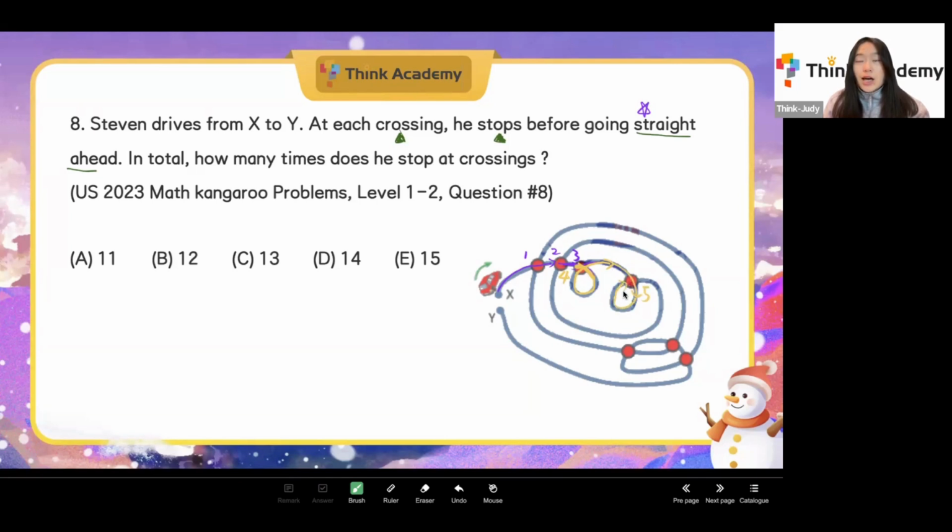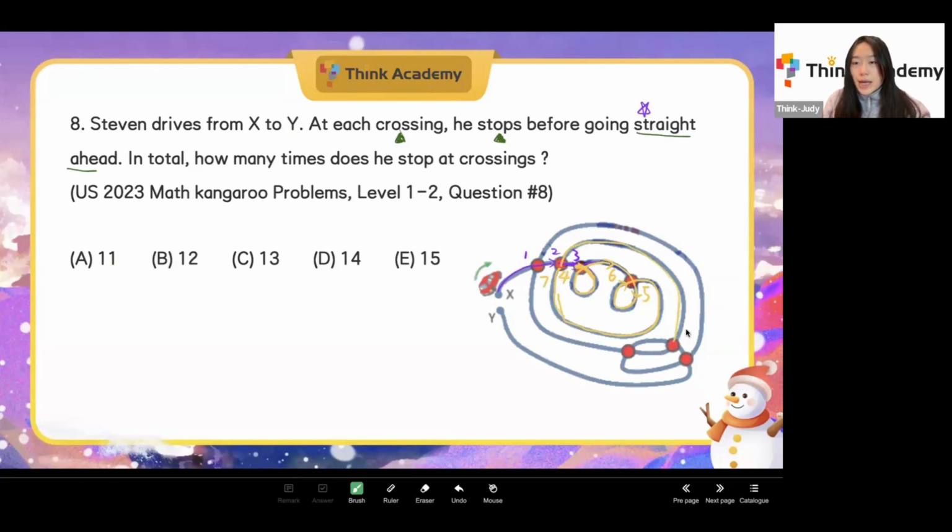And what happened? Yes, I turn around and turn back to this crossing again. So I'm gonna stop one more time. So this is the 6th stop. And then what should I do? All right, I follow the route and then I'm gonna stop here at this crossing again. So this is my 7th and I can go straight forward.